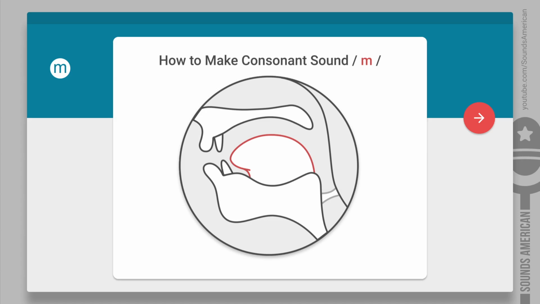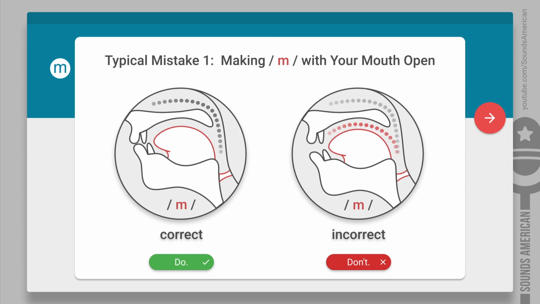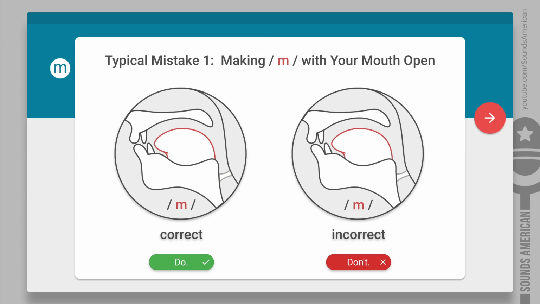Here are a few typical mistakes people make when they pronounce the sound. Number 1. Some people pronounce the M with their mouth open, especially when it's at the end of a word. If you make the M this way, the air will pass through your mouth. This is okay in certain languages, but the American M should be pronounced with your lips pressed together to direct the air through your nose, like this.